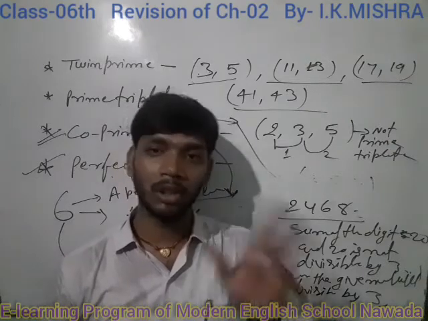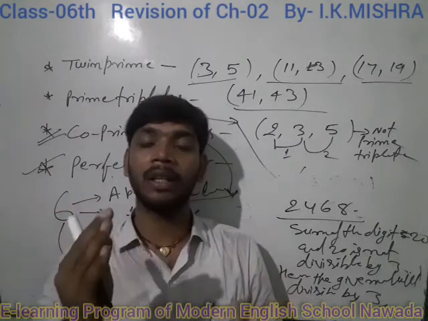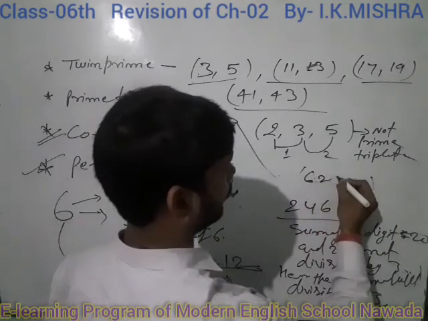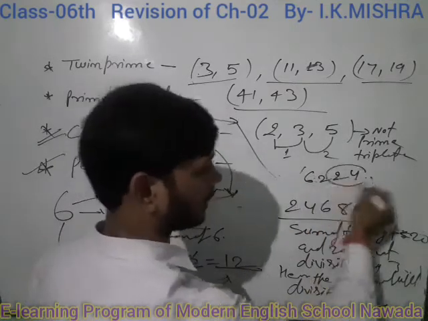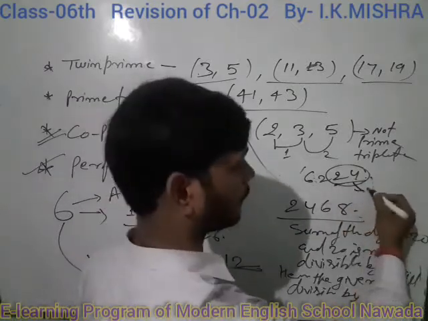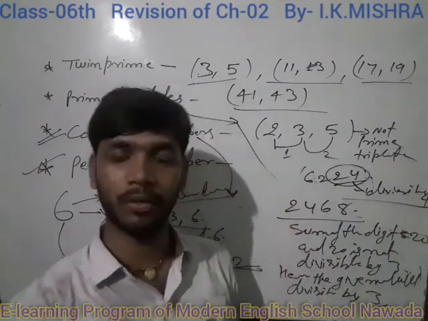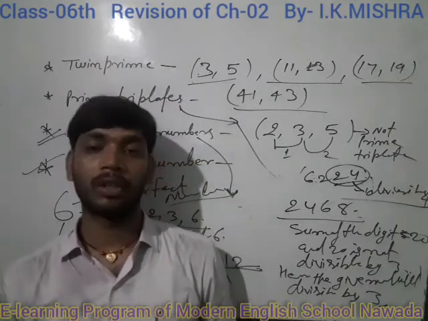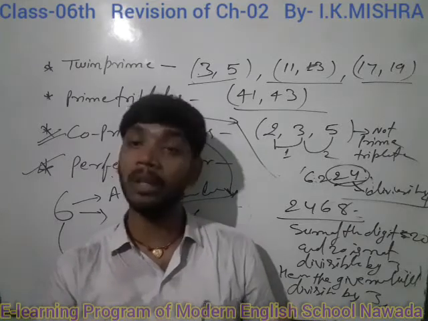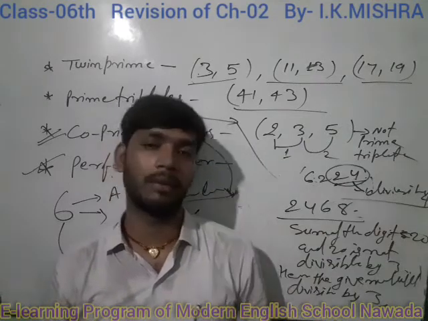Divisibility of 4. If the number formed by the digits at the unit and tens place is divisible by 4, suppose here I write 6, 2, 2, 4. Here students, its last two digits, that means the unit and tens place, are divisible by 4. Hence the number is also divisible by 4. Now proceed to the divisibility of 5. Observe, if the unit place is 0 or 5, then the number will be divisible by 5.